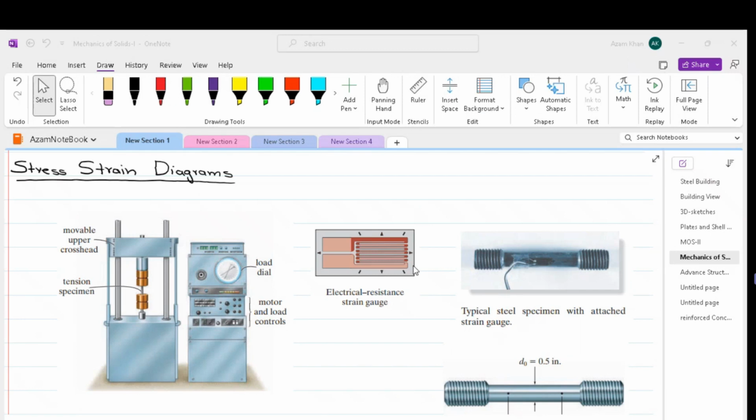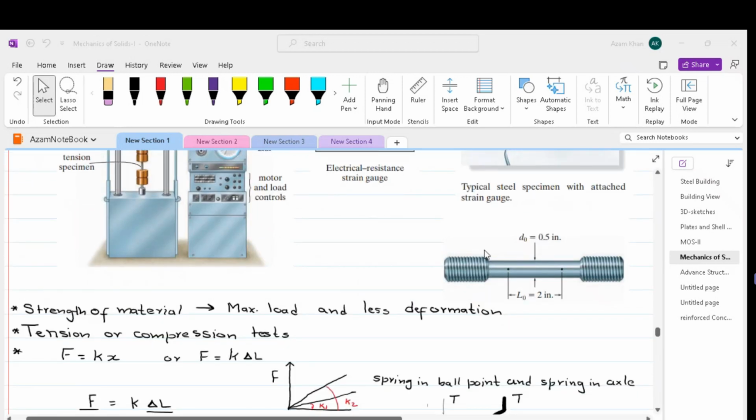Let us now get into the stress strain diagram. So far, we have discussed stresses and strains. Stresses were the force per unit area, or in other words, the unit strength of a material. And the strains were related to deformations. The stress strain diagram helps us connect the stresses with strains. It helps us define something which is called strength of a material.